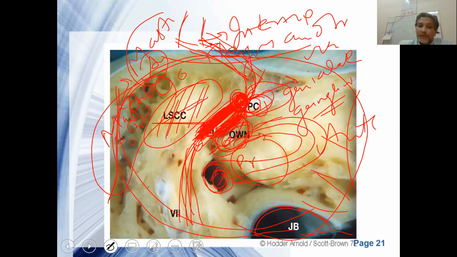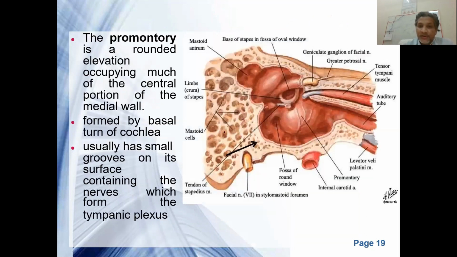round window. This is not the round window. The round window is underneath this shelf of bone, underneath this shelf of bone. So let me clear this.